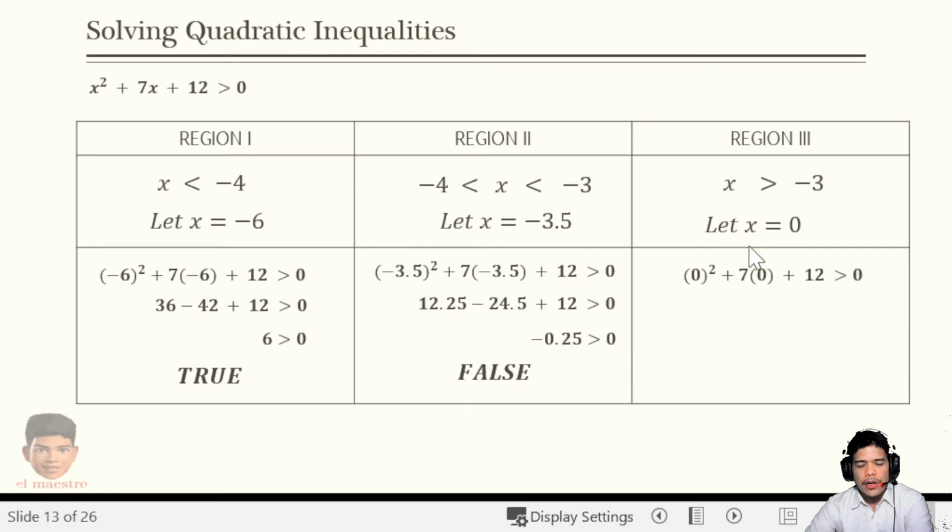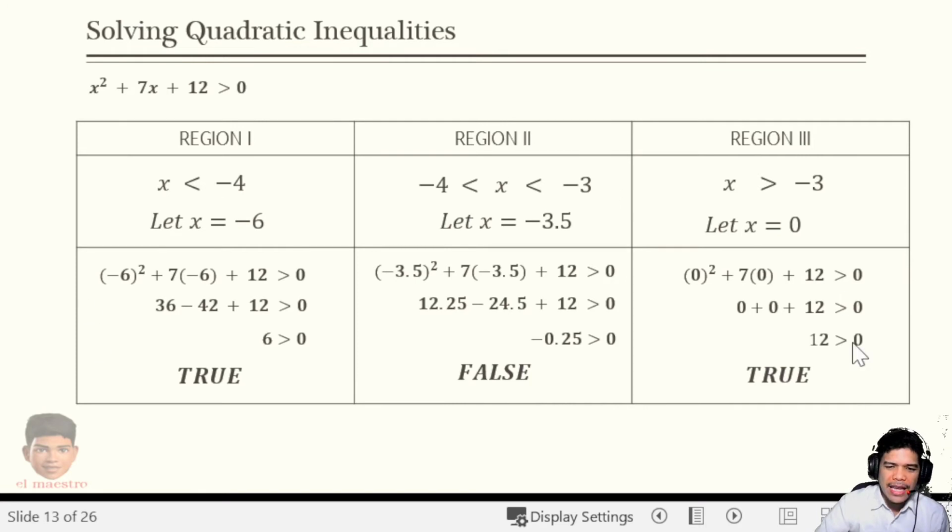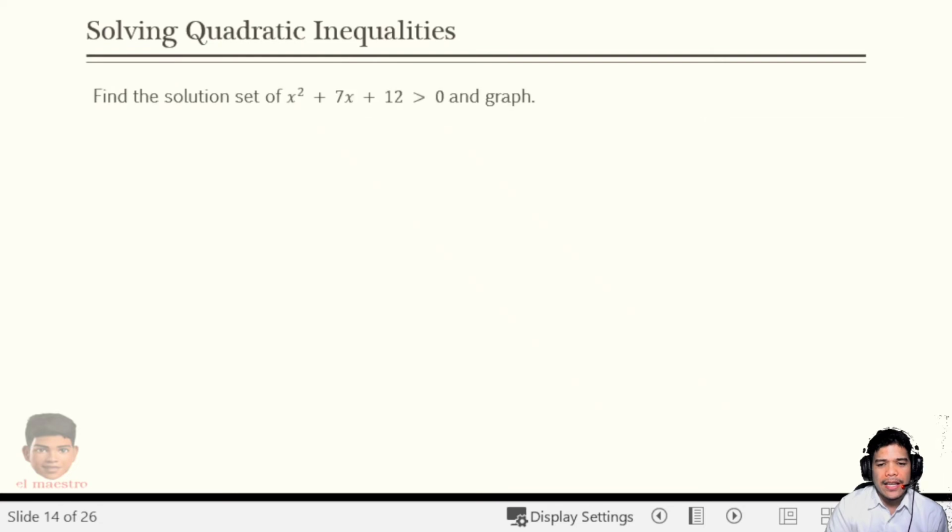The same. So, I suggest class, pag yung region nyo, nandun yung 0, use 0 para mas madali. Okay? Pag ang isang region mo is nasa loob yung 0, sakop ang 0 sa region na yon, use 0 para mas madali. Yun yung suggestion ko. Okay? So, that is why magiging 0 plus 7 times 0 plus 12. And this is, okay, 12 is greater than 0, which is true. So, meaning, meron na tayong statement true or false. Region 1, true. Region 2, false. Region 3 is true.